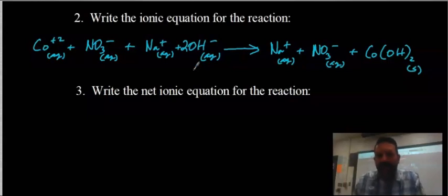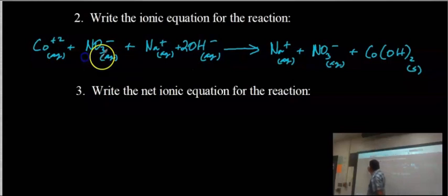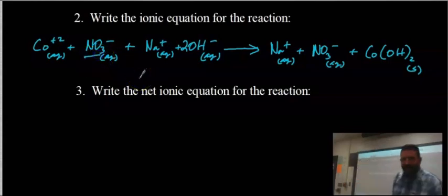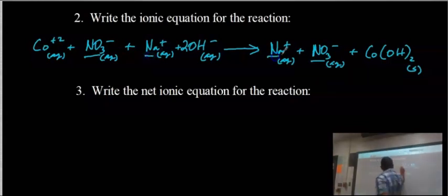So notice in our ionic equation, we have substances that are the same on the left side as they are on the right side. Same thing. Now, NO3 minus on the left. We have NO3 minus on the right. Likewise, we have Na plus on the left and Na plus on the right.